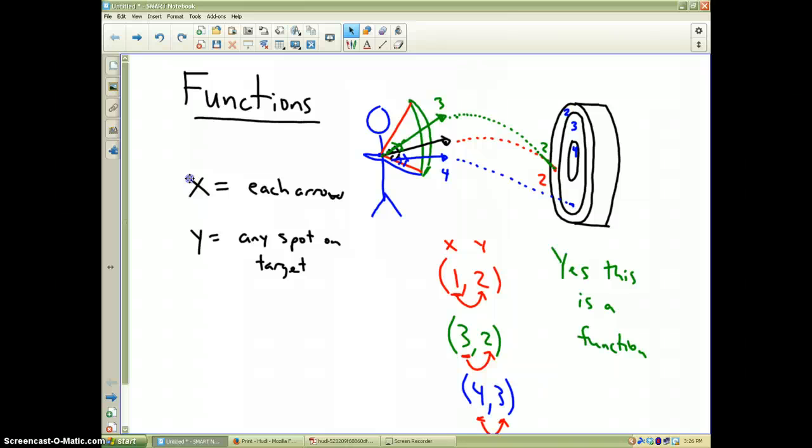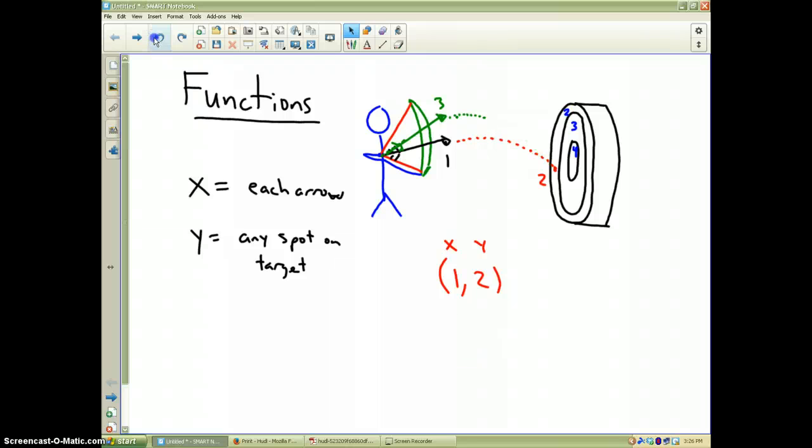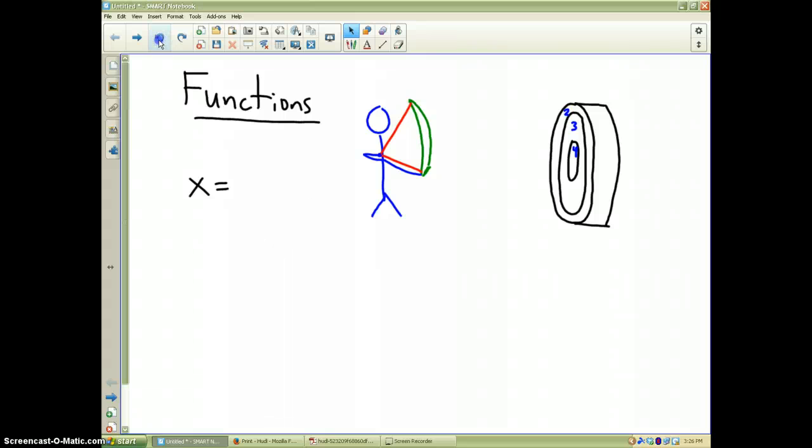Now, I'm going to go back and I'm going to erase some of these, and I'm going to start over. Okay. Now I'm going to give you an example of something that is not a function. This is a very, very important one. X equals the arrow, and y equals any spot on the target.